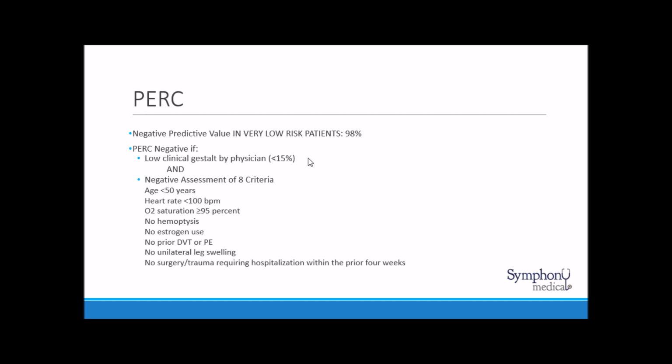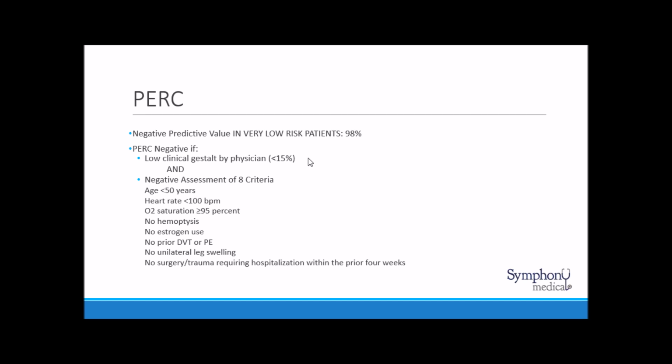So you have to pair the CT with something else. Could be VQ, could be ultrasound, depending on how high risk you think they are. This is PERC. It's very useful because it depends on demographics and vitals. There are no labs involved.